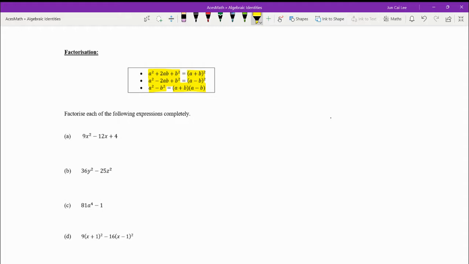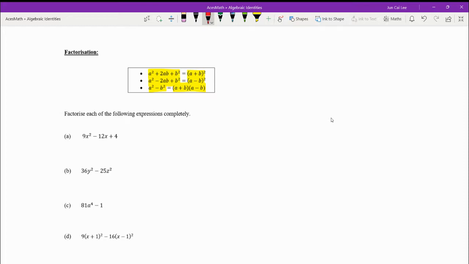The difficulty in the factorization part is to recognize first and foremost that the terms can be written as a squared and b squared, and the middle term can be written as 2ab. Okay, that is for the first and second result. So let's just use part A to illustrate what I mean.